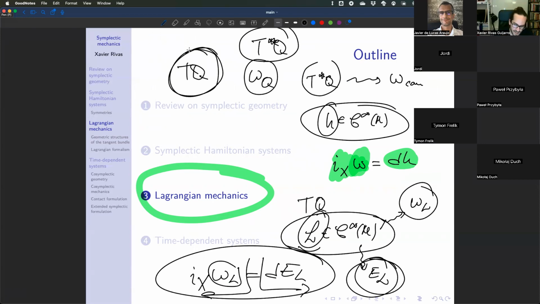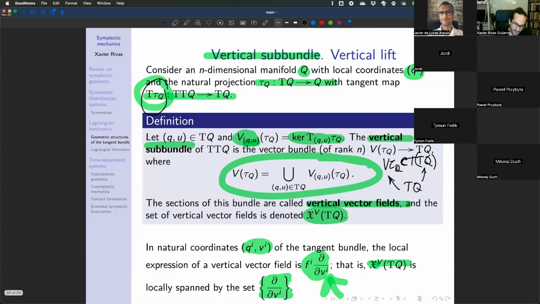Actually, we will build a symplectic structure out from a Lagrangian function defined on this tangent bundle. Of course, the two form that we will construct will not always be symplectic. Sometimes it will be pre-symplectic. But we will see that in many cases it is symplectic. So first, we need to introduce several canonical structures in the tangent bundle. We don't have a canonical symplectic form, but we have some canonical structures. So first of all, the vertical subbundle, we talked about this last session.